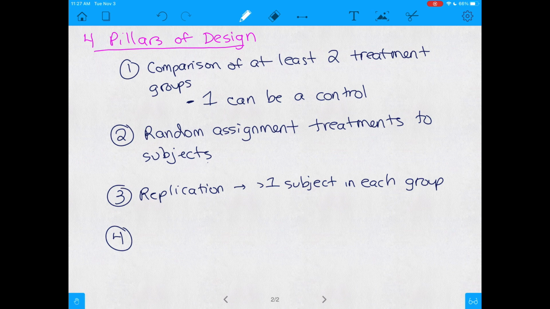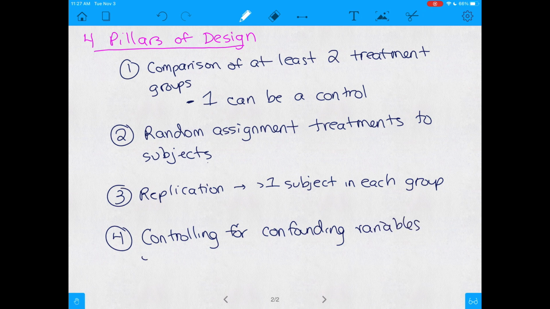And the very last thing is that we are controlling for confounding variables when necessary. Obviously when necessary, because some experiments may not be influenced by a ton of confounding variables. It all depends on the nature of whatever experiment you're trying to carry out. So this has been the very basic intro to experimental design.